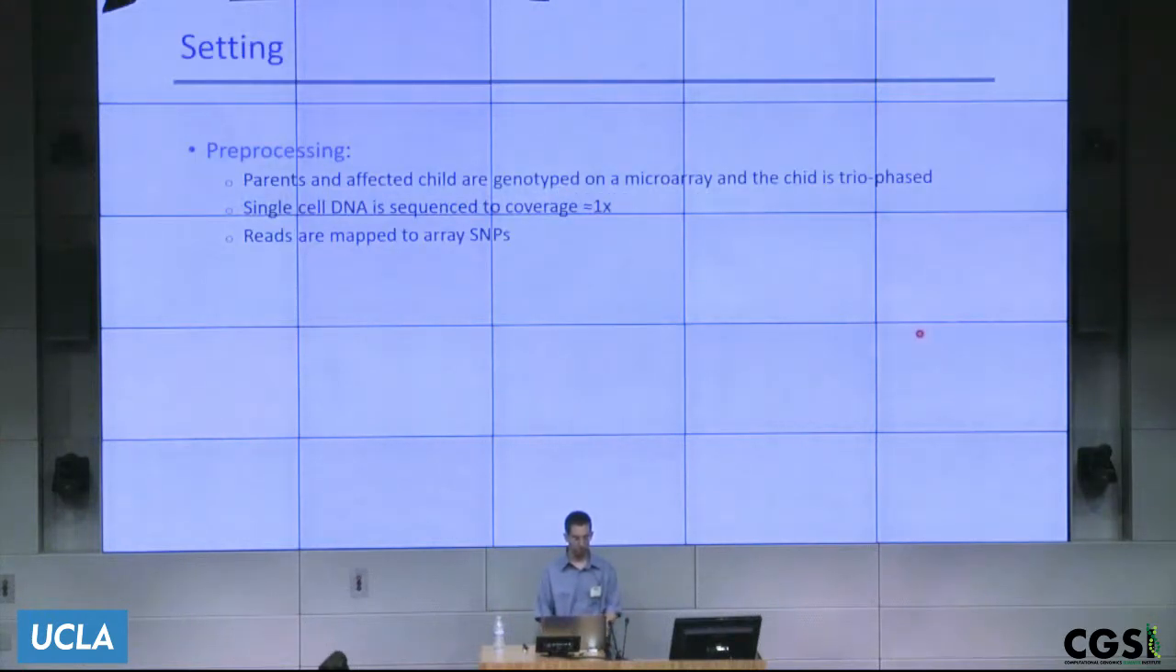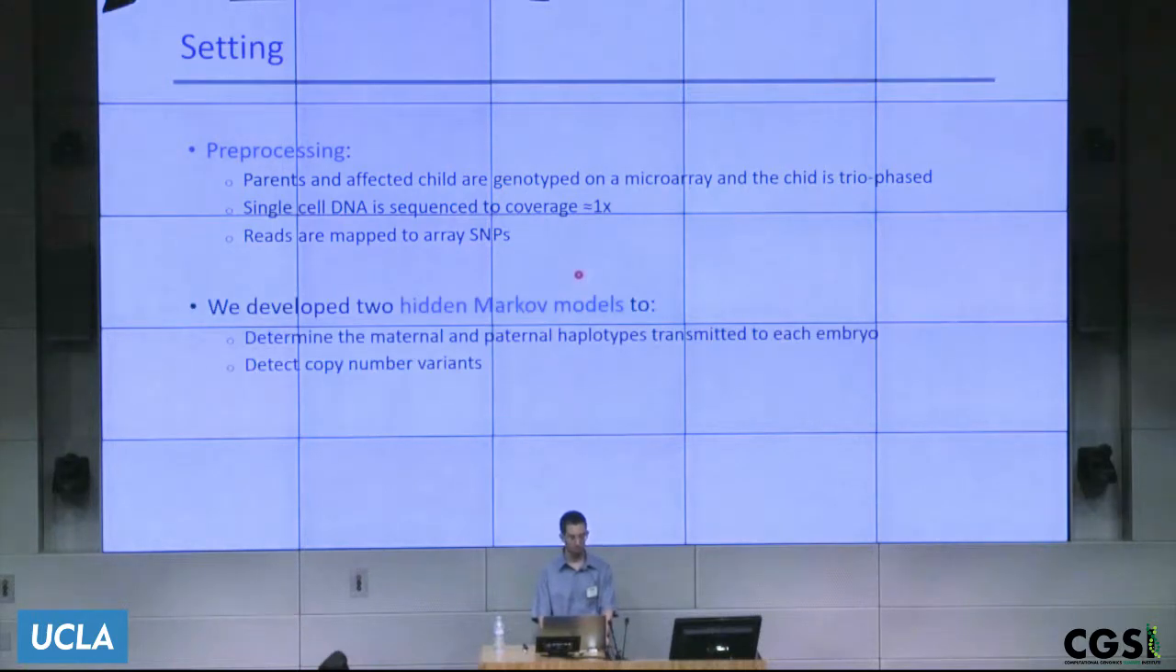Okay, so I'm getting close to the actual method, and just to give you the setting that we have. Usually we will have parents and an affected child. They are genotyped to high quality on the microarray. Then we phase the child using the parents. Then we extract DNA and we use coverage of 1x on average. And then we map the reads only to the array SNPs. We discard all the reads that map to other positions in the genome.